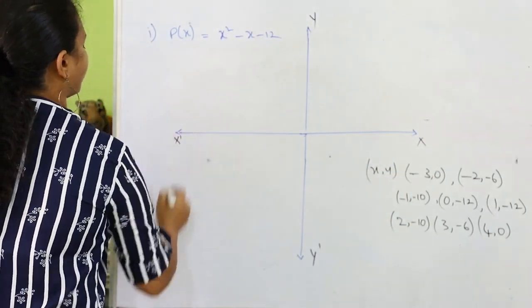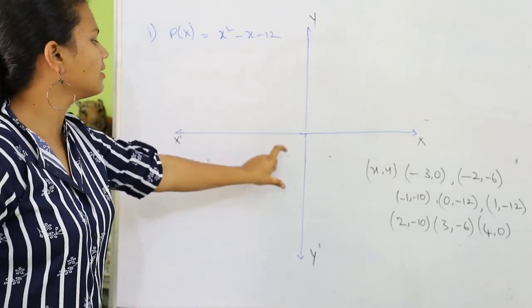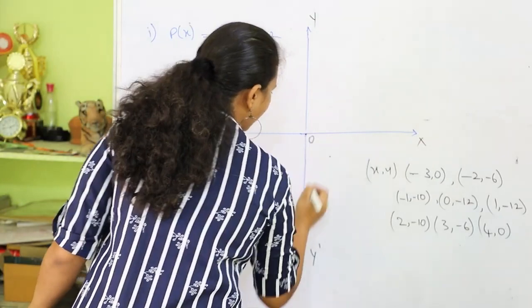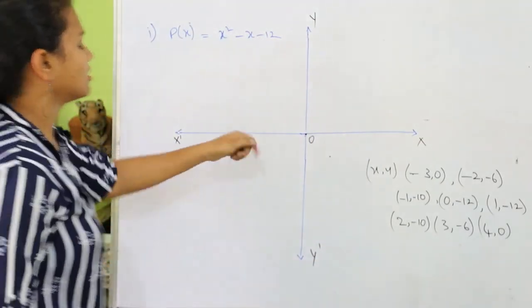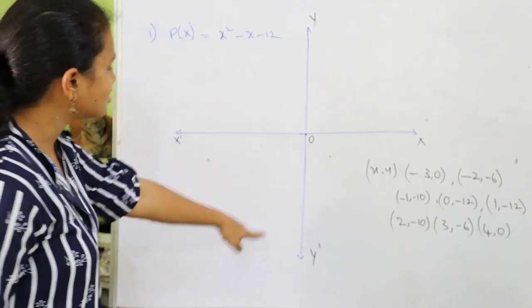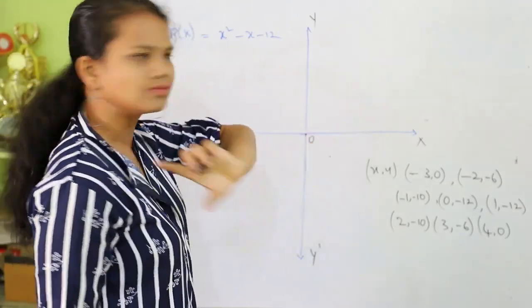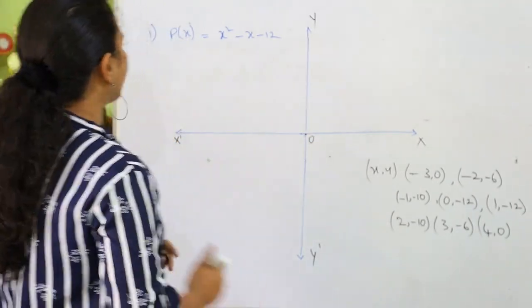So here we can mark up all the positive values over here, and we can make all the negative values over here. So the center point will be origin O, representing with O, 0. Now you will be having y dash meaning negative values, y meaning positive values, x meaning positive values, and x dash meaning negative values. Clear?